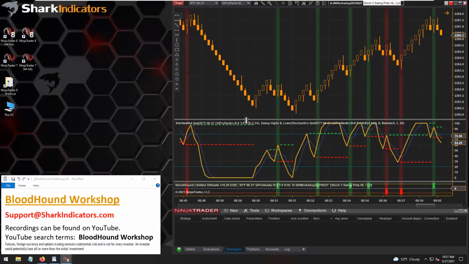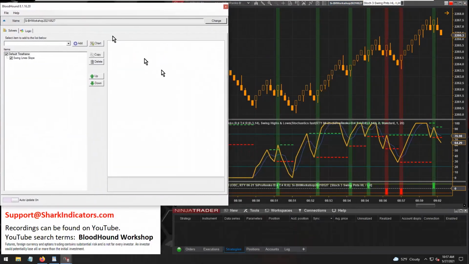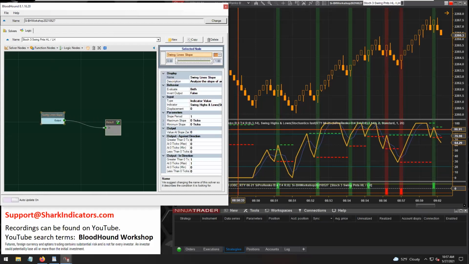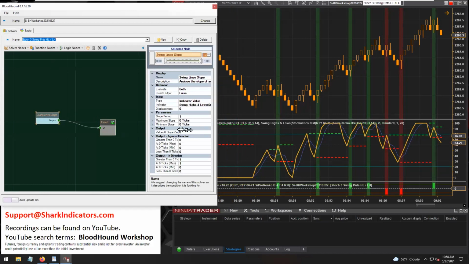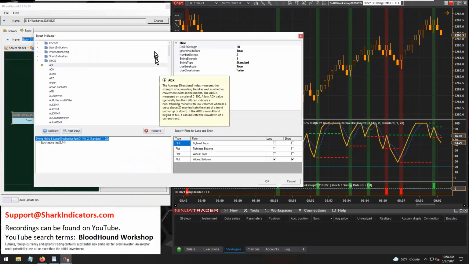All right. I'm adjusting the wrong indicator here. Let's see. All right. So I was adjusting the indicator on the chart, but really what I should be trying to play around with is the indicator, the swing highs and lows running in BloodHound. So that way I can see if my signals change immediately.